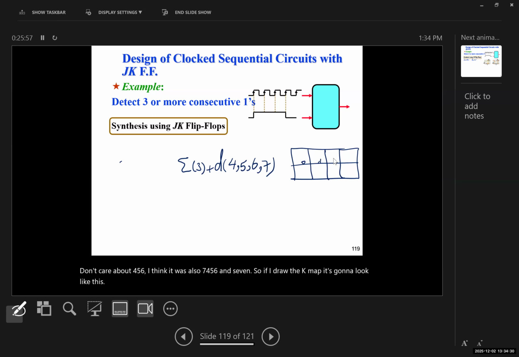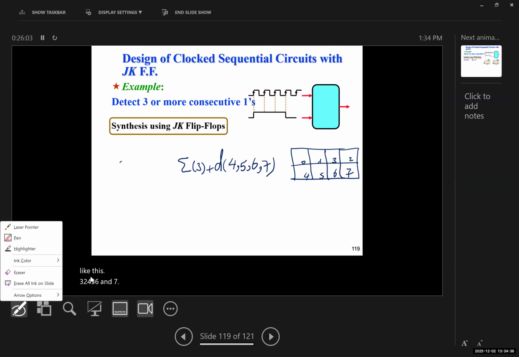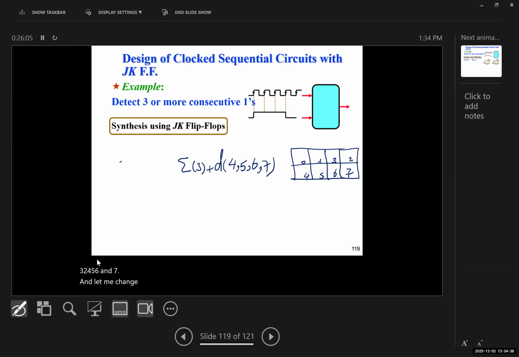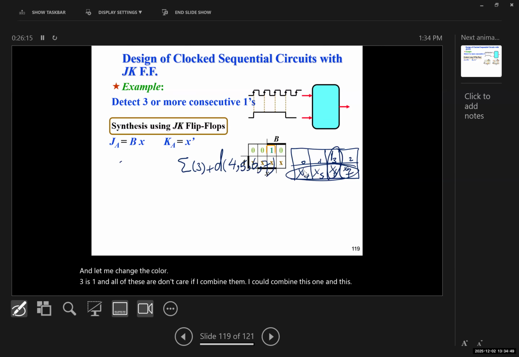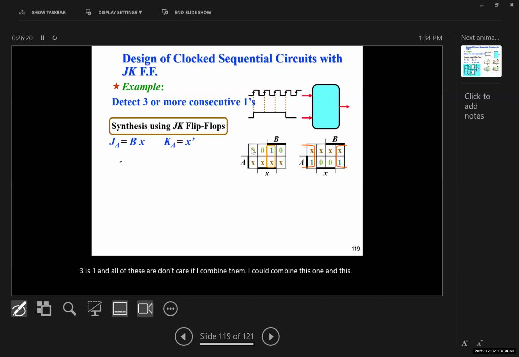0, 1, 3, 2, 4, 5, 6, and 7. And let me change the color. 3 is 1, and all of these are don't care. If I combine them, I can combine this one and this. So when combining them, JA would be equal to BX.